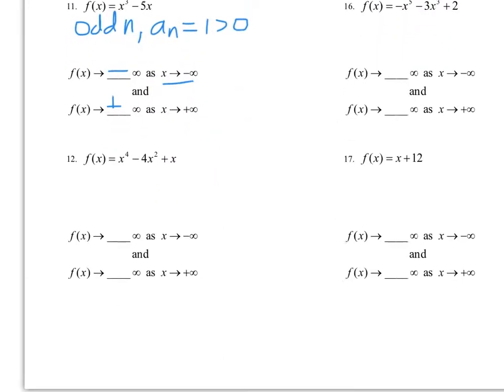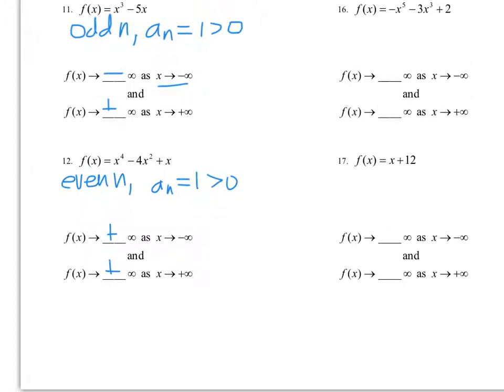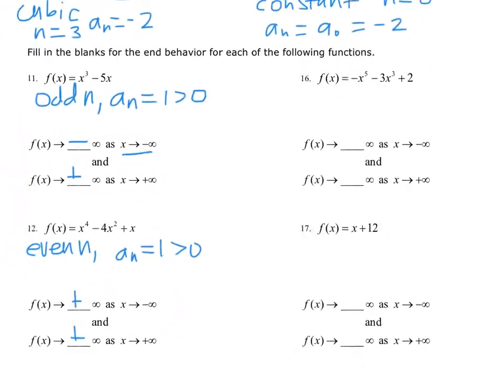All right, number 12, we've got even degree. Our leading coefficient is 1, that's positive. Okay, so even degree functions do the same thing on both sides. And since we have positive leading coefficient, it's going to go up on both sides. So we have plus infinity, plus infinity. All right, numbering is a little off. We're going to skip and then we'll go back.